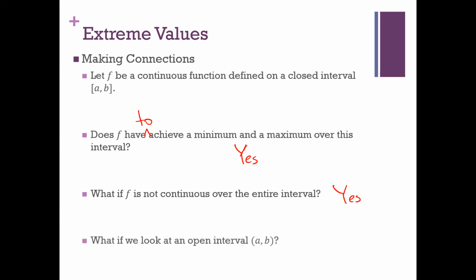What if the interval's open? So my domain is everything between A and B, but not A or B. Now I've got to vote for no. It still has to have the extremes in it. As long as there are values in the domain, there are values in the range. So the max and min have to be in that range. Is that what you're saying?